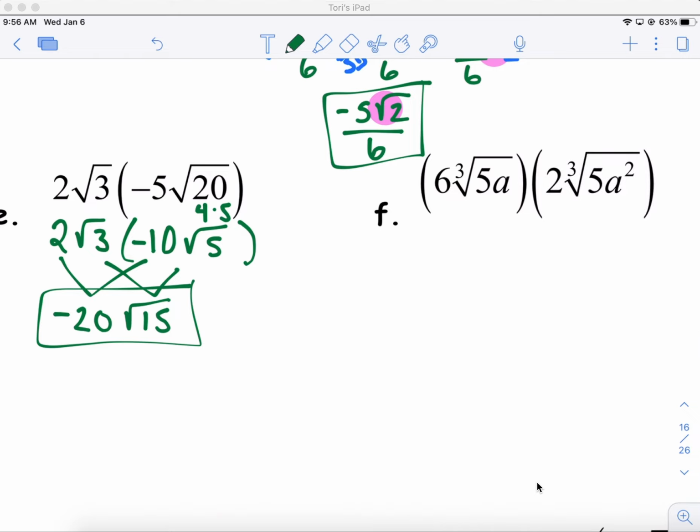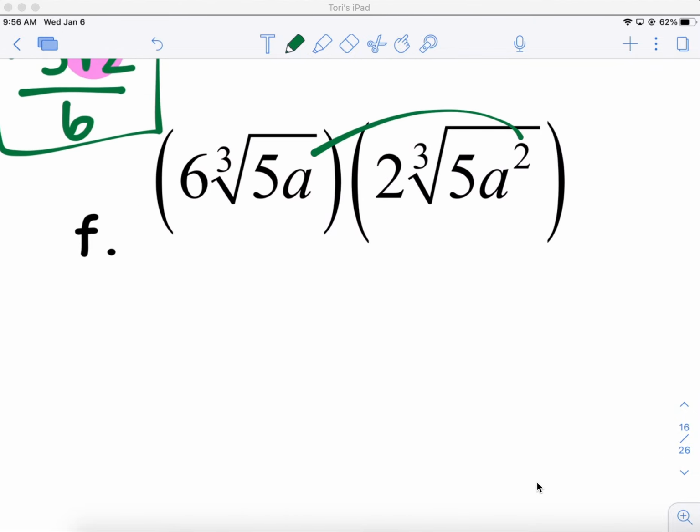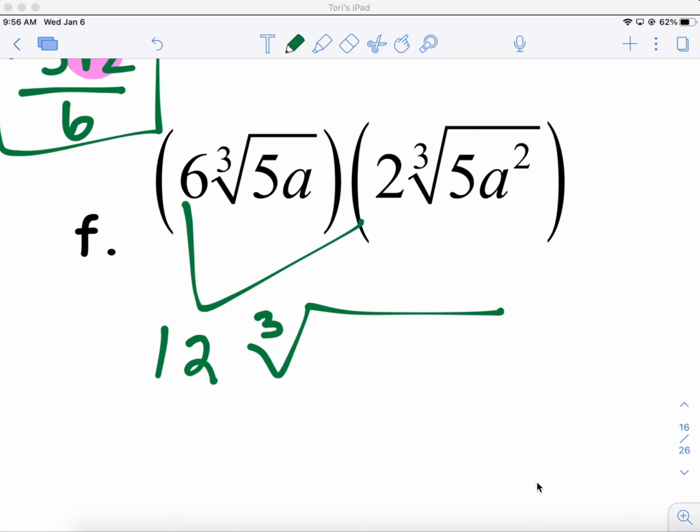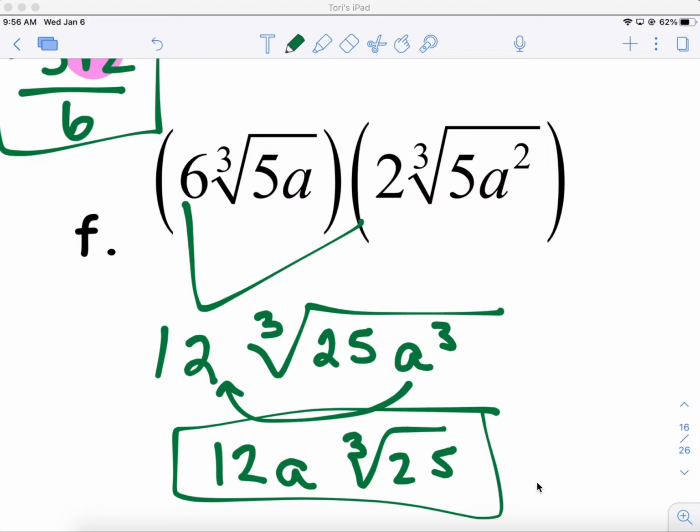Okay. All right, we're going to do the same thing on F. We are not adding and subtracting, so it is okay that they are not like terms. All right, multiplying these together. Is there anything I can take out as a perfect cube here or here? No. So we're going to put them together. 6 and 2 makes my 12. Cube root of 5 and 5 makes 25. A and a squared makes a to the third power. But now that I have a set of a to the third, I'm going to pull that out. So we have 12a, cube root of 25. This is my final answer.